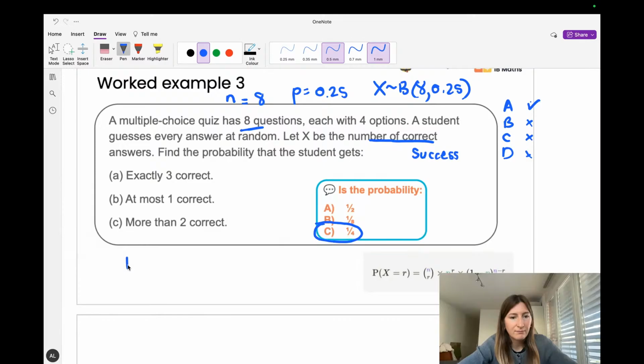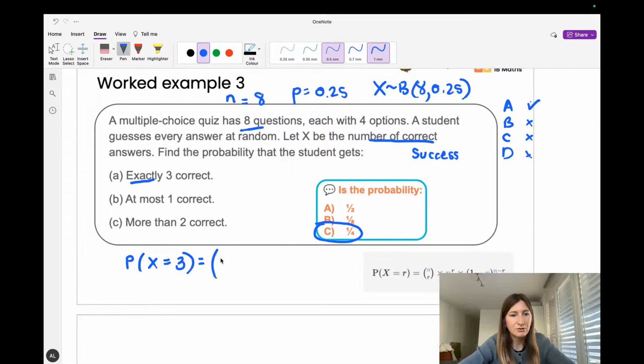Exactly 3. We want 3 questions that we got correctly. We're going to write it like this. The probability that X is equal to 3. Exactly 3. We want just that 3 number. All right, so we have our formula here. Let's practice putting it into the formula.